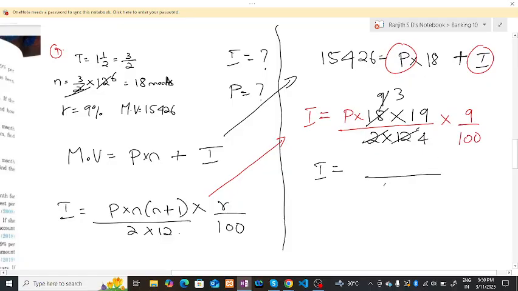So the denominator will have 400. In the numerator you'll have 3 into 19 into 9. 9 threes are 27. 27 into 19. 9 sevens are 63. Are we getting 513p?